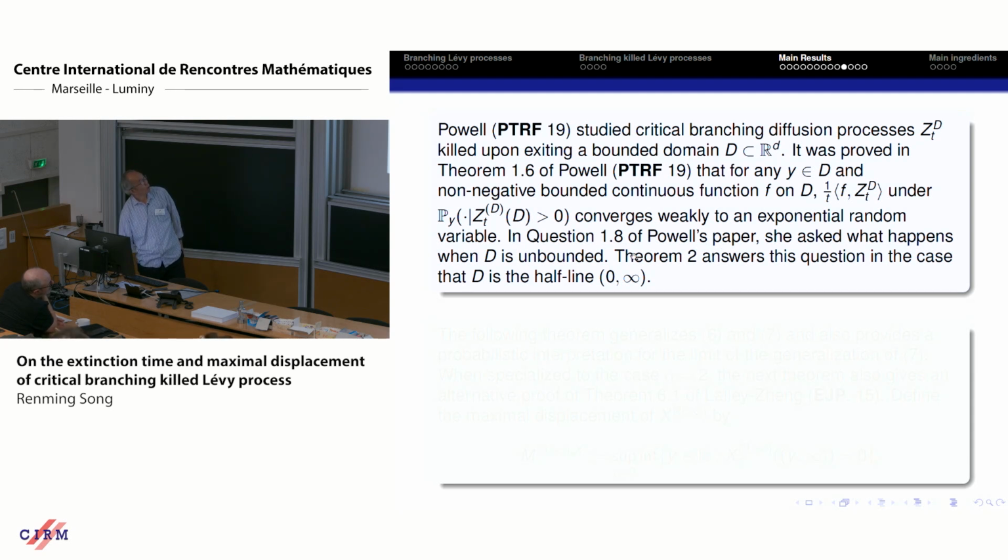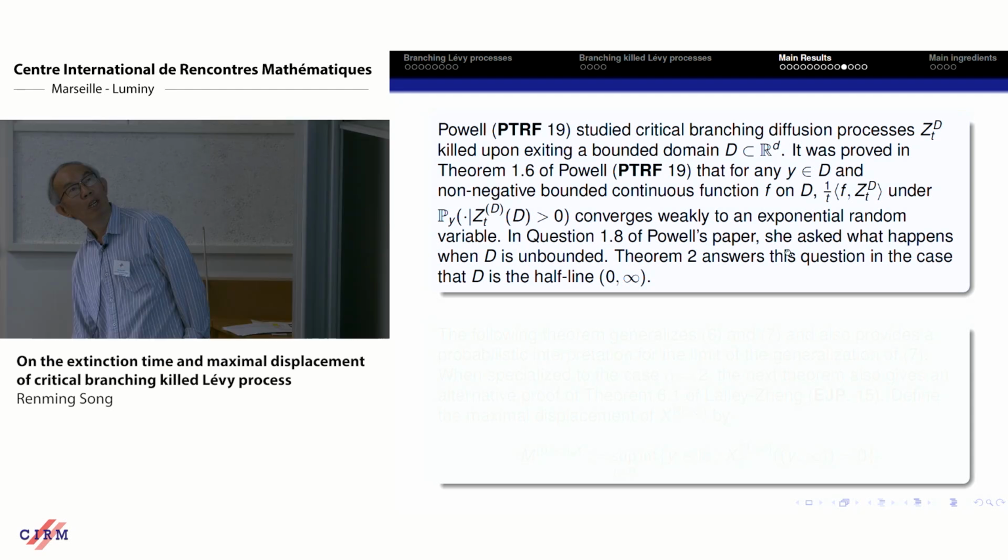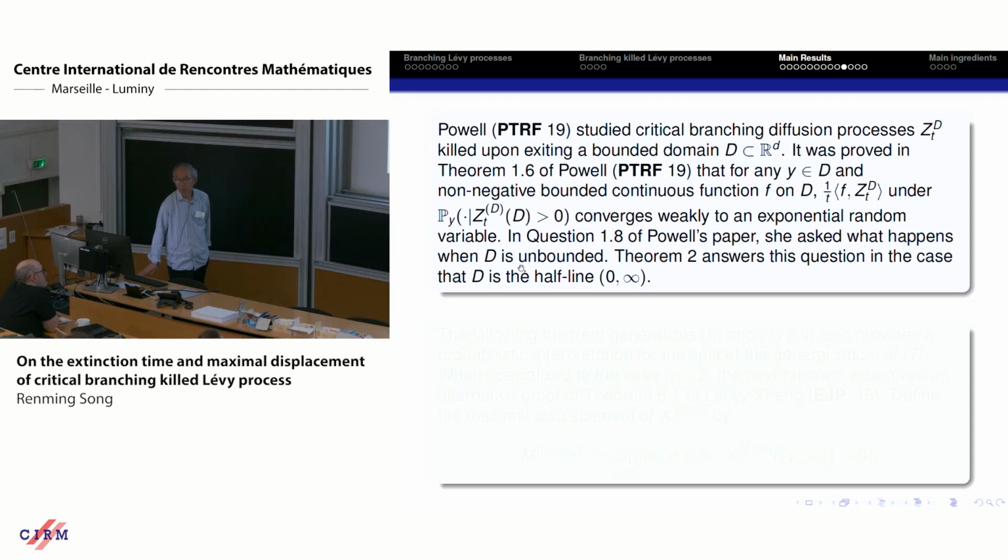So in that paper, Alan asked the question of what happens when D is unbounded. Of course, we couldn't answer that question in the general high-dimensional case, but our Theorem 2 answers this question in the case when D is the positive half-line. If you scale it properly under that condition, there are certain scaling limits. Okay, so that's our second result.